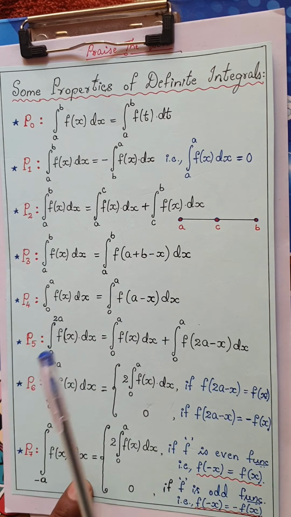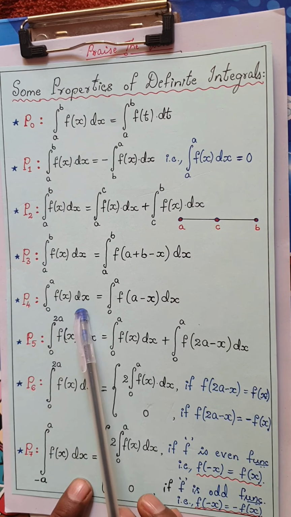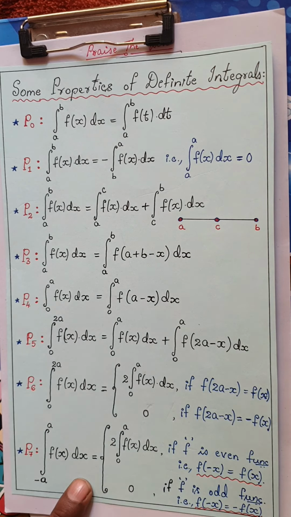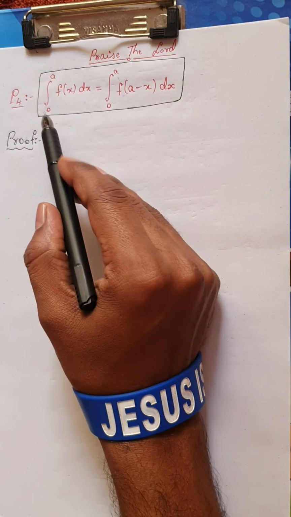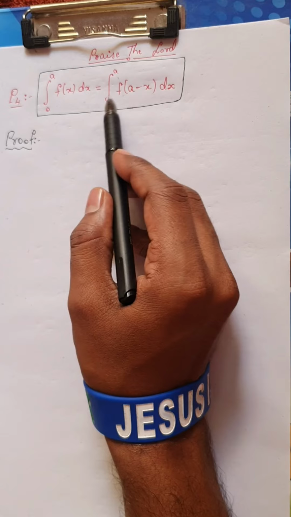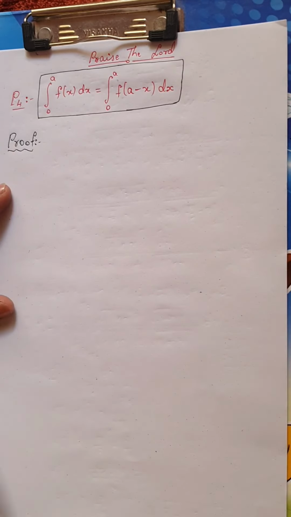Okay, so let us not waste much of our time. We'll directly jump on to the proof of P4 and the problems related to them. Okay, are you ready? So we have written down P4. So proof goes like this: 0 to a f of x dx is nothing but 0 to a f of a minus x dx. I have to prove this. Let us see the proof.